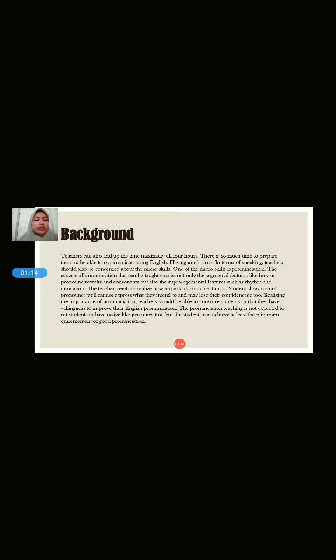Realizing the importance of pronunciation, teachers should be able to convince students so that they have the willingness to improve their English pronunciation. Pronunciation teaching is not expected to get students to have native-like pronunciation, but students can achieve at least the minimum requirement of good pronunciation.